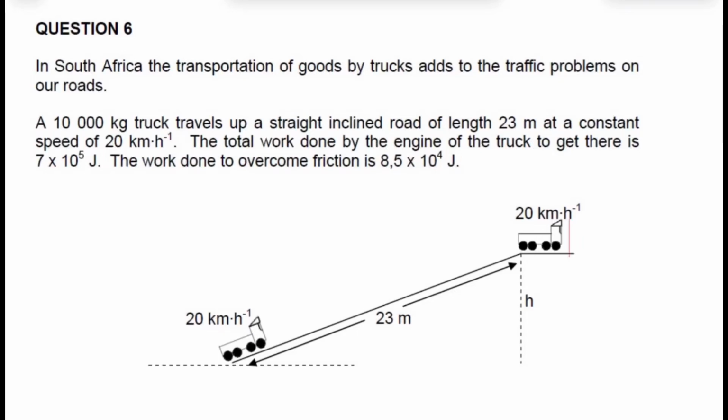This is another question of work, energy and power that involves a power calculation.